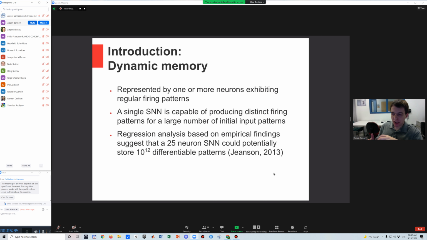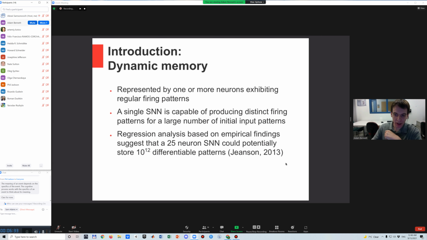and that's what we refer to as dynamic memory. So you can have a single network, and you can give it one input stimulus, and the network could converge to one stable firing pattern, and we could say that that's one memory. You could take the same network and provide it a different initial pattern stimulus, and it could converge to a completely different firing pattern. And the capacity for these networks is very large. Regression analysis by Francis Jensen, based on some empirical experiments he did, estimates that the upper bound of the number of these patterns that could be exhibited by a single 25 neuron network is approximately 10 to the 12.